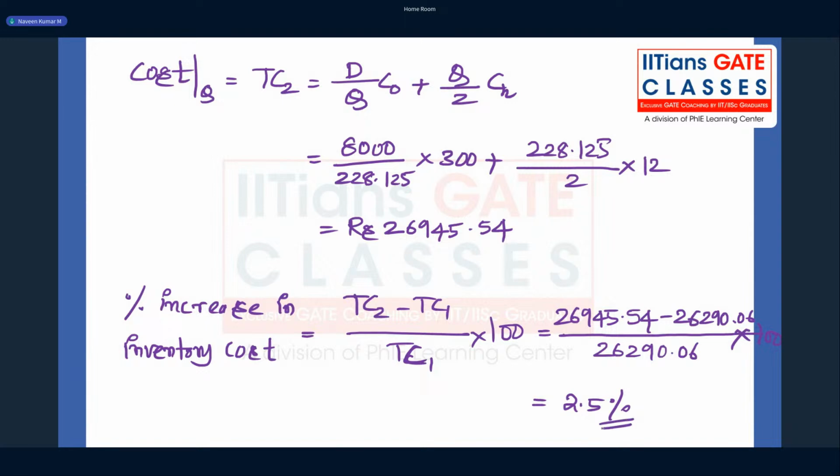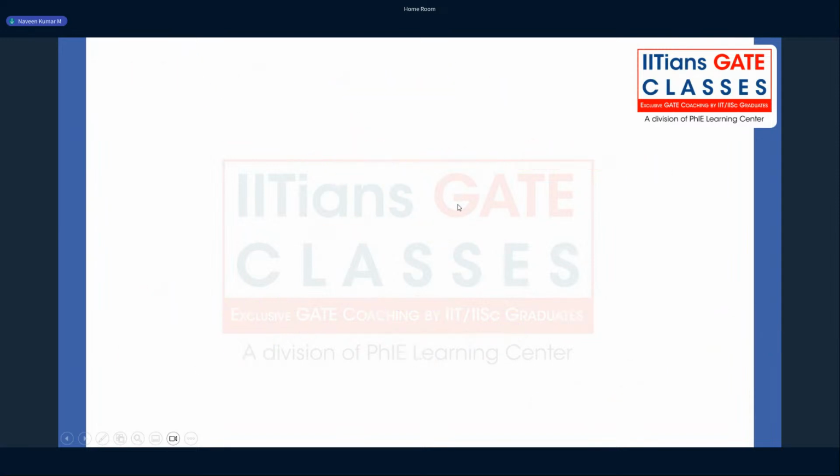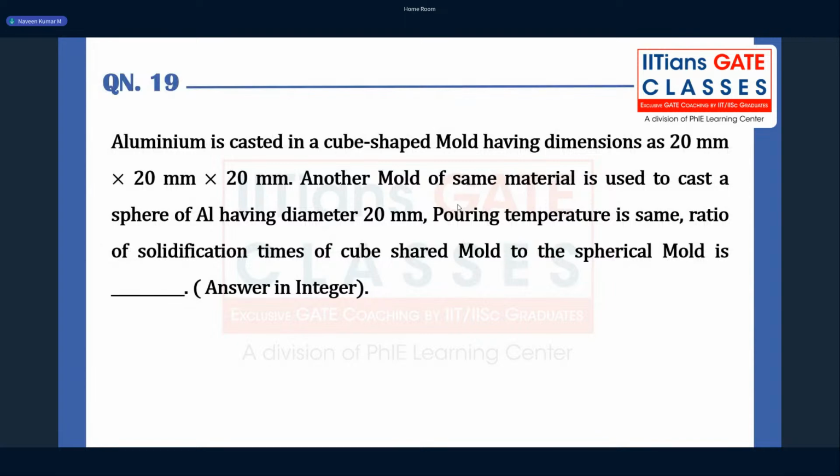This is the answer. Again, the question is easy, but calculation is important. You should not make any mistake in the values. That's it. And the next question is from casting. It's a very simple question, again from the solidification time, Chvorinov's rule. The aluminium is cast in a cube-shaped mold having dimensions of 20 by 20 by 20 mm.